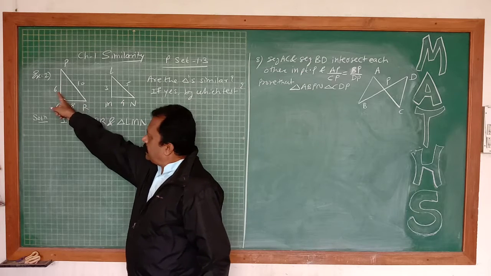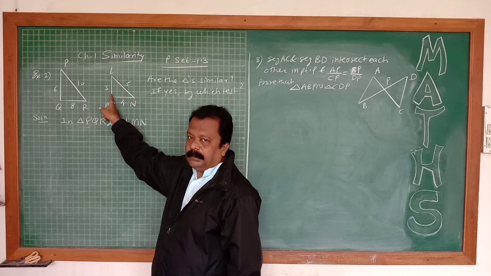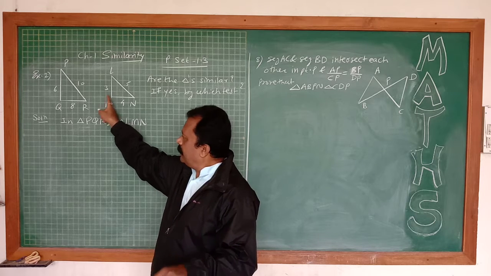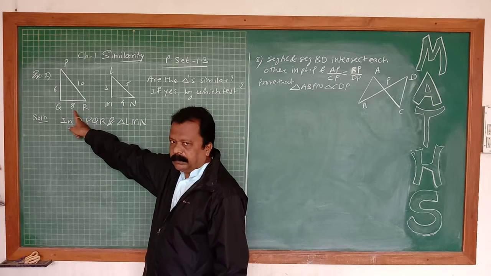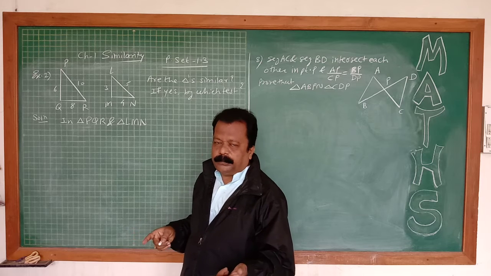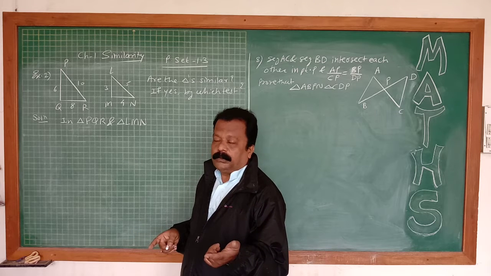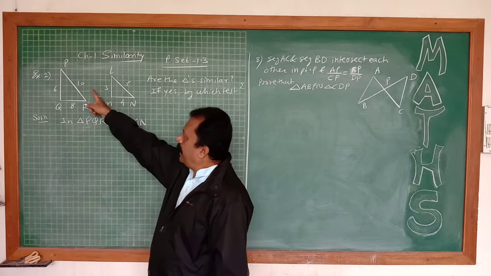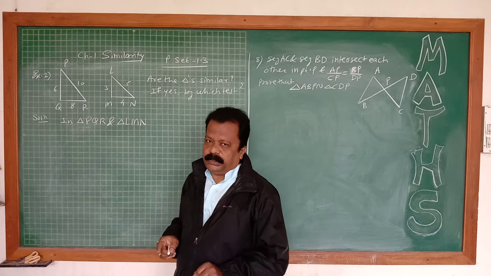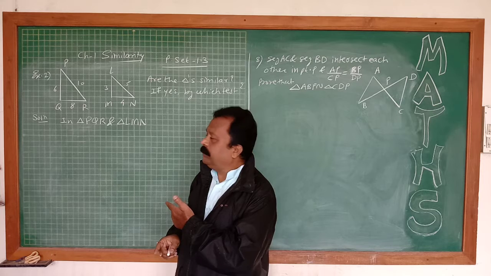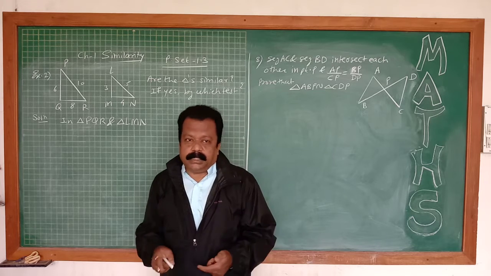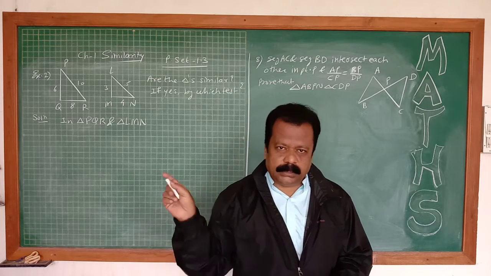Now here 6, here 3. After division we will get 6 upon 3, that is 2:1. Here 8, here 4. After division, 8 upon 4 means 2:1. And this 10 upon 5 means 2:1. All the side ratios you will get the same. Means the sides are in proportion in this figure.